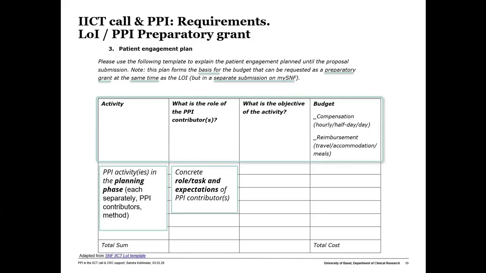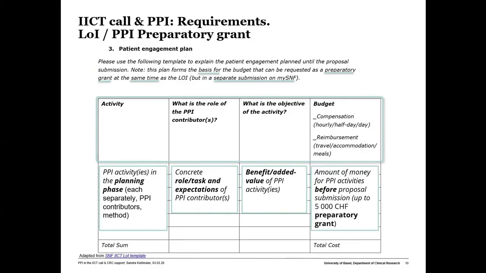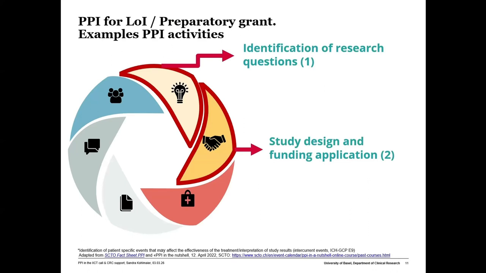Also given the concrete role and task and expectations that you have for the PPI contributors and the benefit or added value that you think the PPI will give to your project. And of course, the budget. And I will give you some examples in the next one. I think this has been already said.